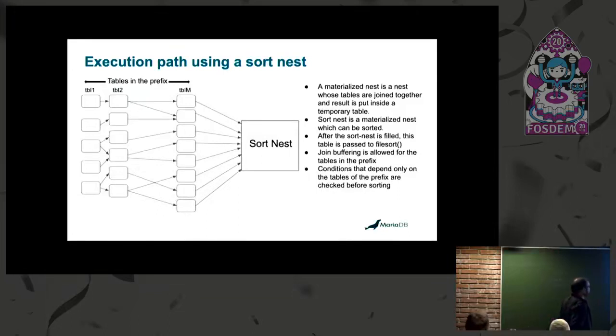So this is how the execution path exactly looks. You have tables in the prefix, you materialize the result and put them inside the sort nest. Join buffering is allowed for all these parts because these are coming before we are performing the order by clause. Plus, the conditions that are dependent only on these tables are checked beforehand, and the rest are attached to the later tables.